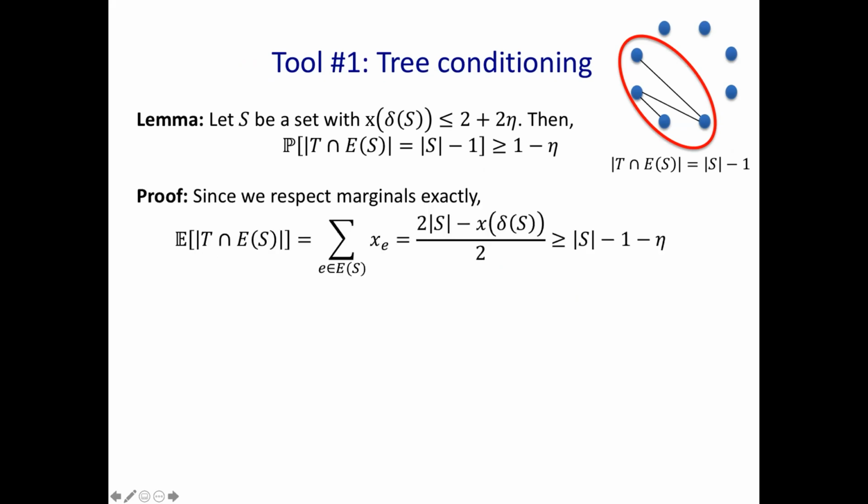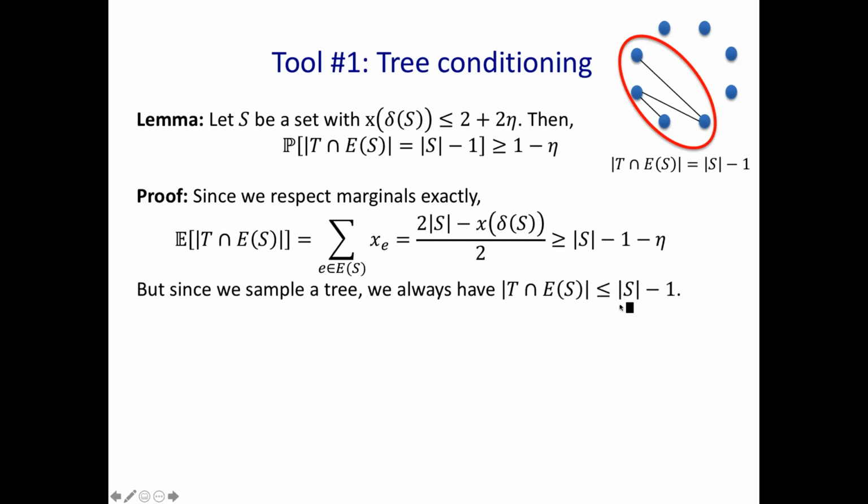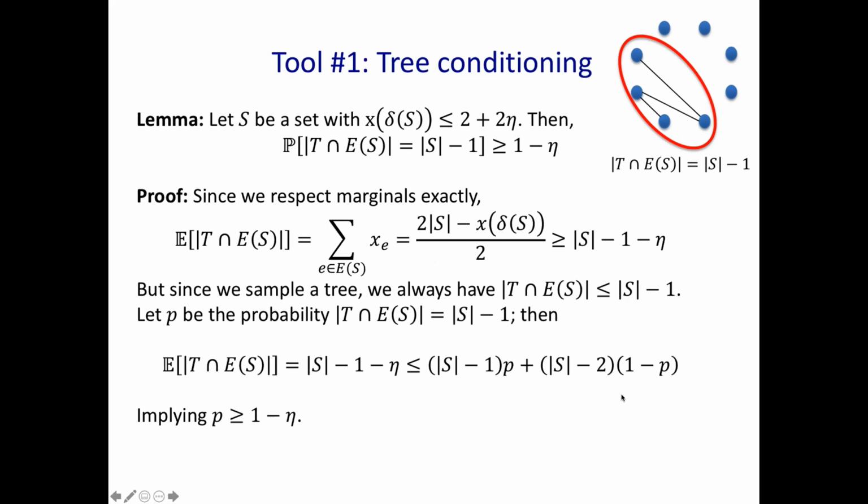So what's the expected intersection of T with the edges of S? It's half of this degree sum, which is 2 times the number of vertices in the cut, since every vertex has degree 2, minus the edges leaving the cut, and divided by 2. And this is at least the size of S minus 1 minus eta by our assumption on the size of the cut. However, we're sampling a tree, so we can never exceed the size of S minus 1 edges inside the set. Otherwise we would get a cycle. So just using expectation, the probability we get exactly S minus 1 edges is at least 1 minus eta.